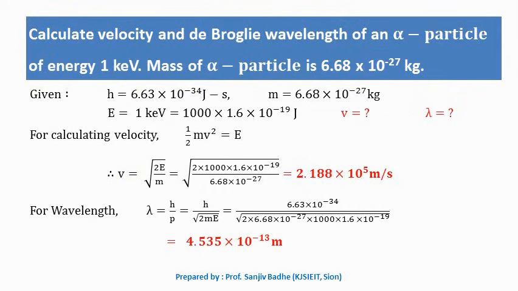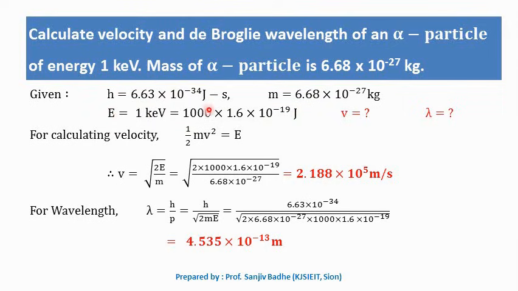So this is one more problem based on the alpha particle, but this time the energy of the alpha particle is given directly. We are asked to calculate the velocity and de Broglie wavelength of an alpha particle of energy 1 kilo electron volt. The mass of the alpha particle is again given as 6.68 into 10 raised to minus 27 kg. So the energy of the alpha particle we can calculate by just multiplying the energy in electron volts by 1.6 into 10 raised to minus 19. So we will get the energy of the alpha particle in joules.